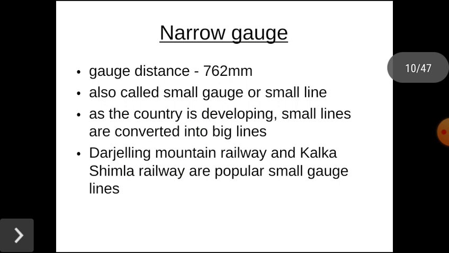And the last one, the narrow gauge. The gauge distance is 762 mm. This gauge is also called small gauge or small line. But these gauge lines are being converted to big lines like standard gauge or broad gauge based on capacity and availability. In Indian Railways, Darjeeling Mountain and Kalka Shimla Railway are the popular narrow gauge railways presently in operation.